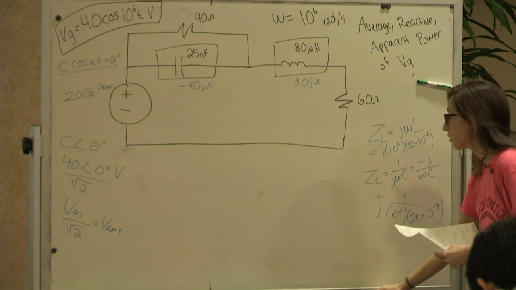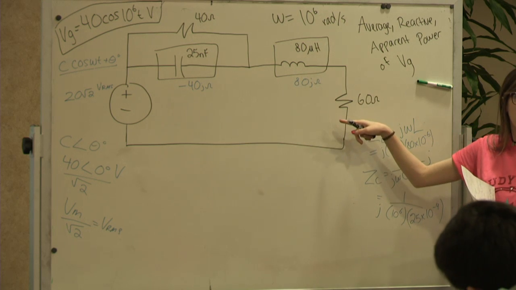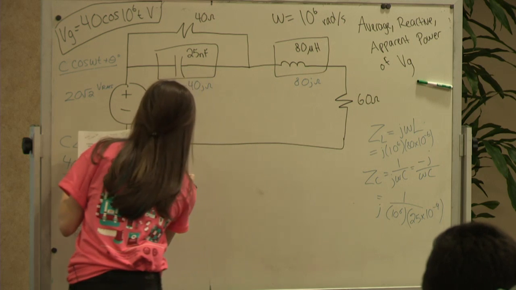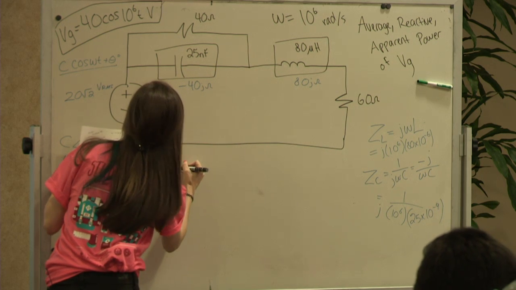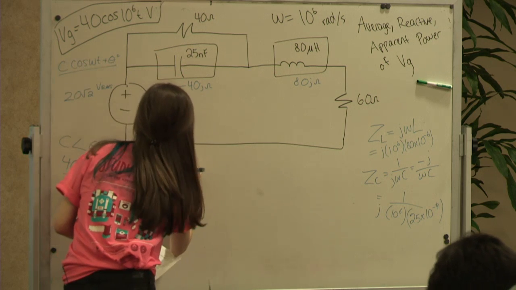So we're going to combine these all down. Series, current doesn't split. They have the same current. You just add them because they're all in ohms. And then what about these two? Parallel?